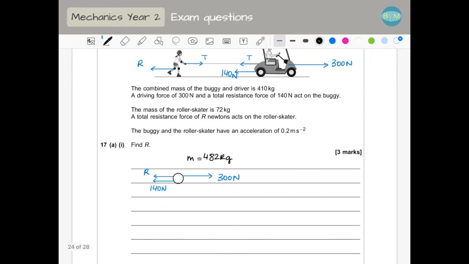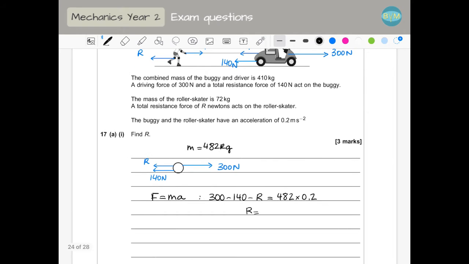If we apply the equation of motion to this, so resultant force is mass times acceleration, the resultant force is going to be 300 minus 140 minus R. So forces pointing in the direction of the motion first, minus the ones opposed to the motion. So 300 minus 140 minus R is going to be the combined mass, 482, times acceleration, which is 0.2. And from here, making R the subject, we have that R is 63.6 newtons. And that's it.